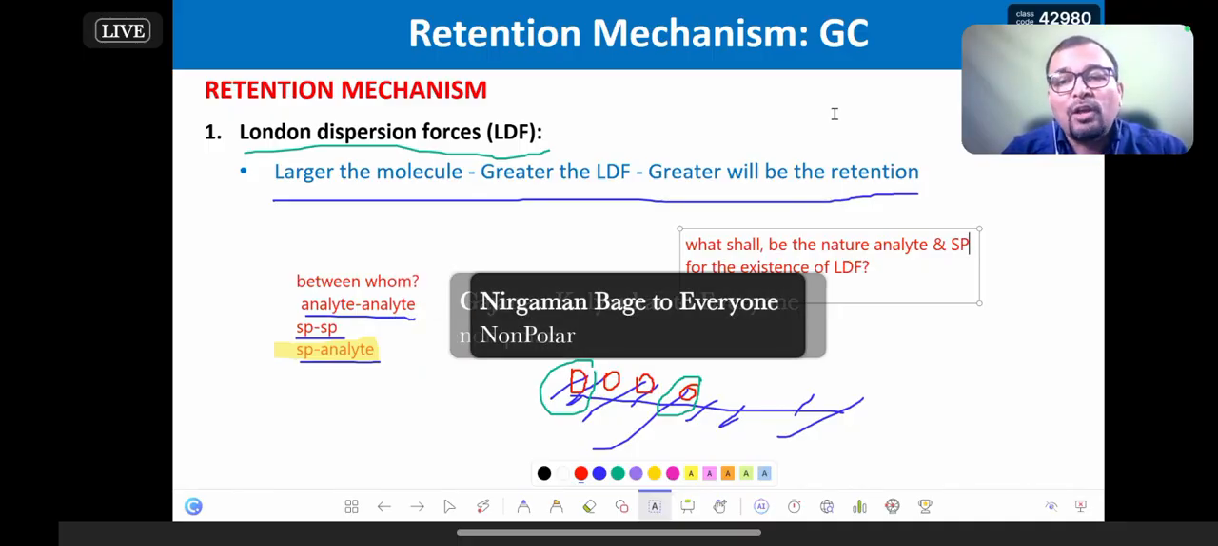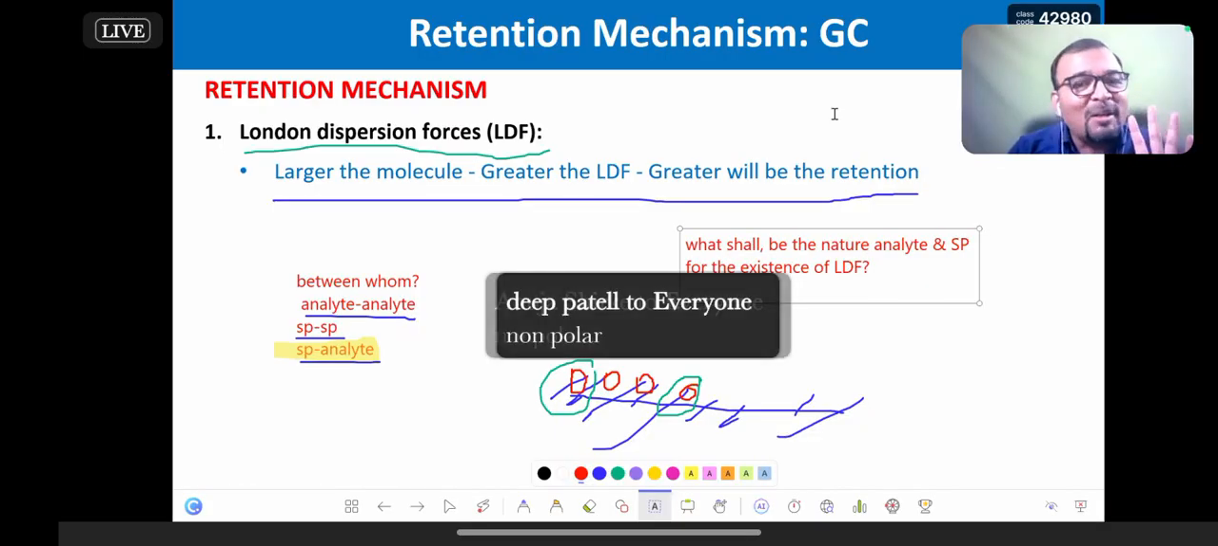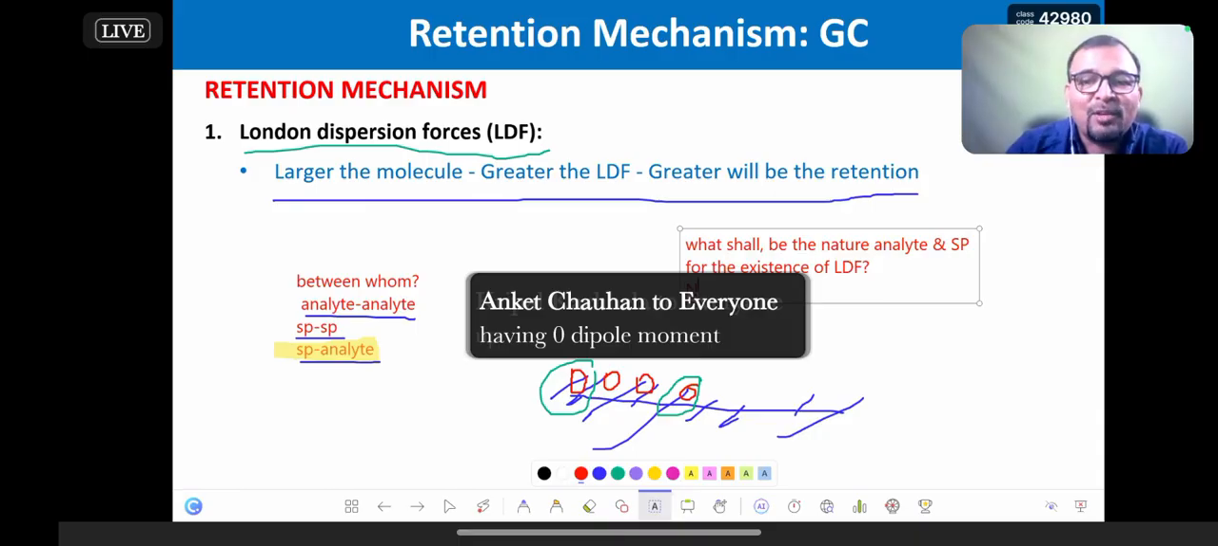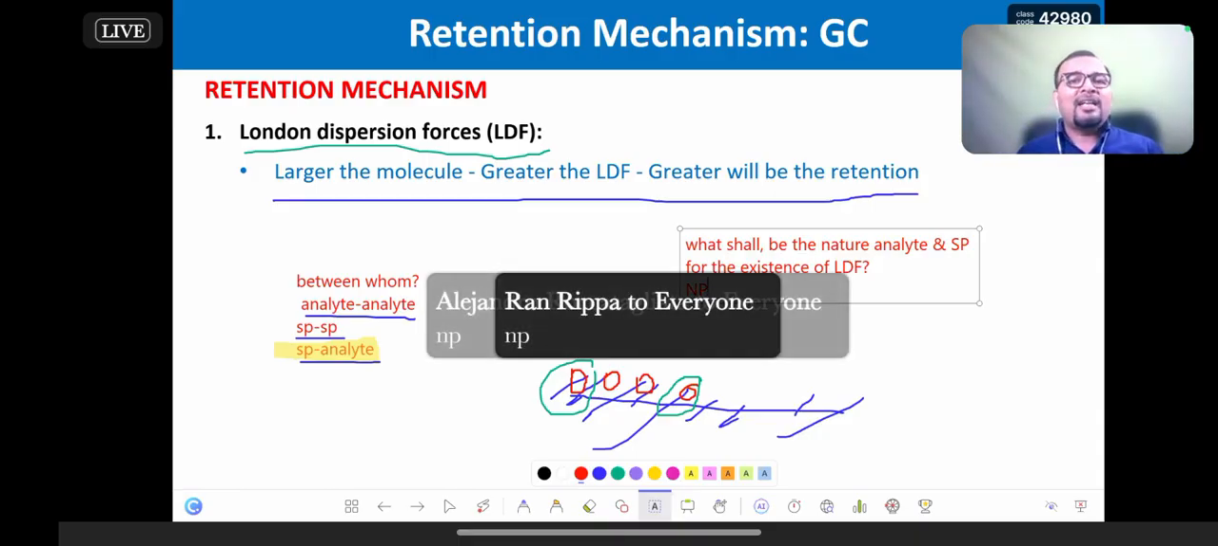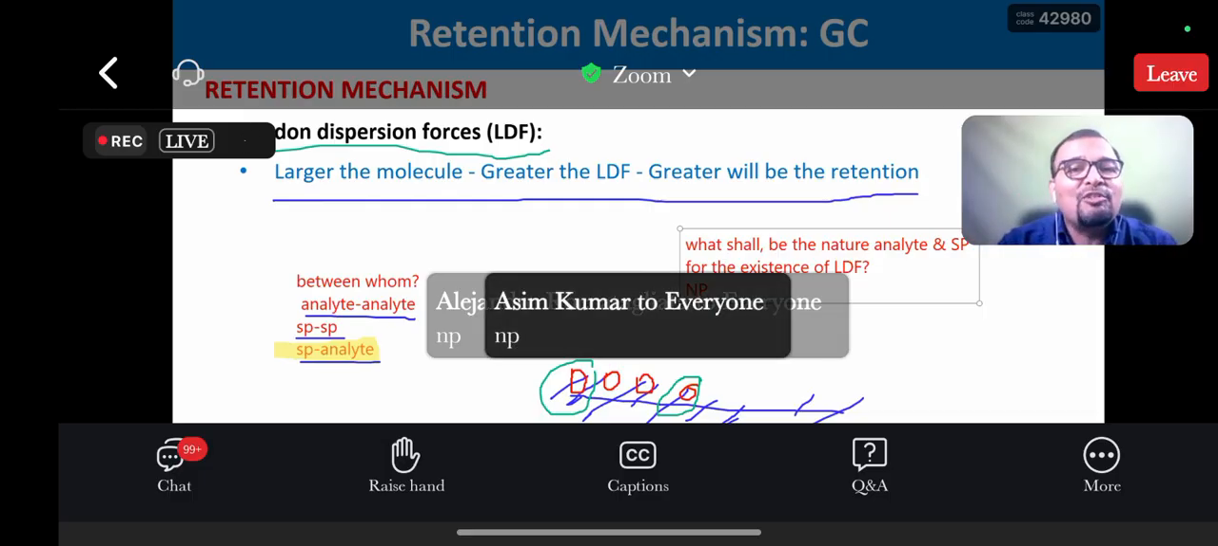Is it polar or non-polar? So both of them should be non-polar in nature. Are you getting my point? Type in NP for non-polar in the comment box. So unless and until our stationary phase and our compound are non-polar, the London dispersion force will never come into existence.